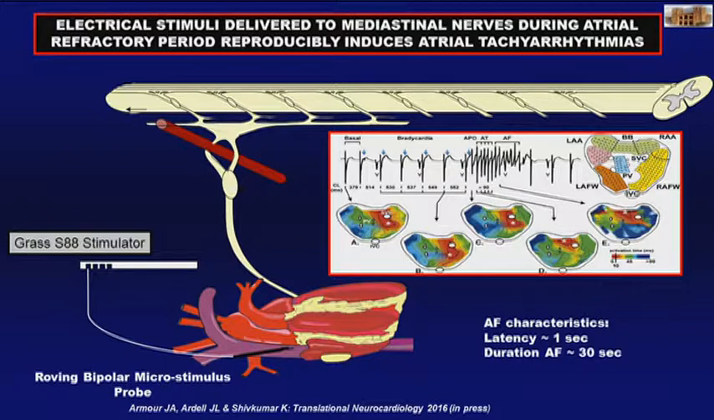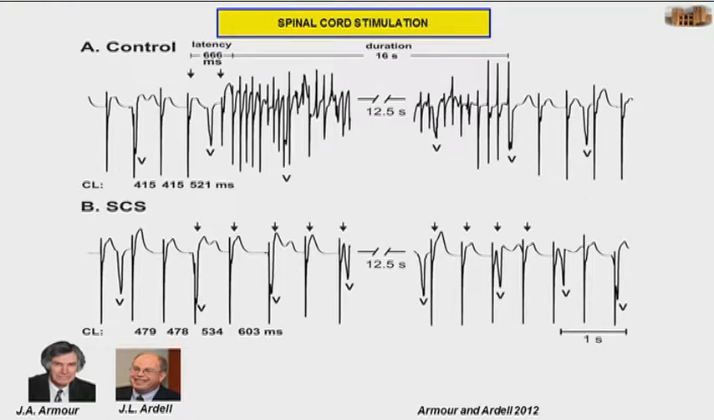Now this was actually tested in an animal model shown over here, where you do mediastinal nerve stimulation, which is the nerve fibers that go to the heart, and you can get atrial fibrillation. And in this particular example, this is a study published by Dr. Armour and Ardell in 2012, which actually shows that if you do spinal cord stimulation, you can actually prevent inducible atrial fibrillation. So this is AFib at baseline, this is AFib with spinal cord stimulation on. So this tells you that you can actually deal with an extracardiac structure and control atrial arrhythmias.